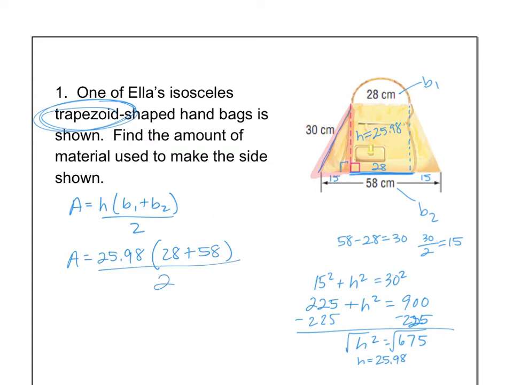So type that into your calculator. Practice actually typing it in. Do the parentheses first, then multiply by 25.98, hit equals, and then divide by 2. If you're typing it in the correct way, you should get 1117.17. And when you label area, remember it's units squared, so centimeters squared.